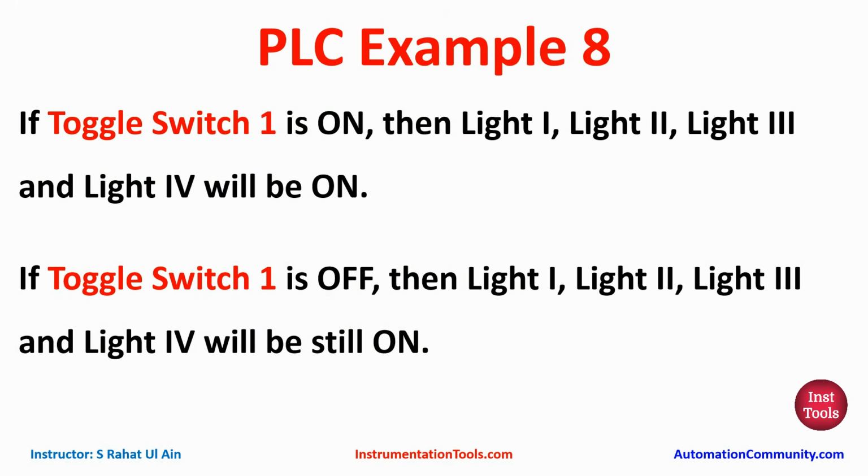Example 8. If toggle switch 1 is on, then light 1, light 2, light 3 and light 4 will be on. If toggle switch 1 is off, then light 1, light 2, light 3 and light 4 will still be on. So in this example, we will use normally open contacts. With that, we will also be using memory bits and set coil. So let's move to CODESYS where we will draw a ladder diagram for this example.